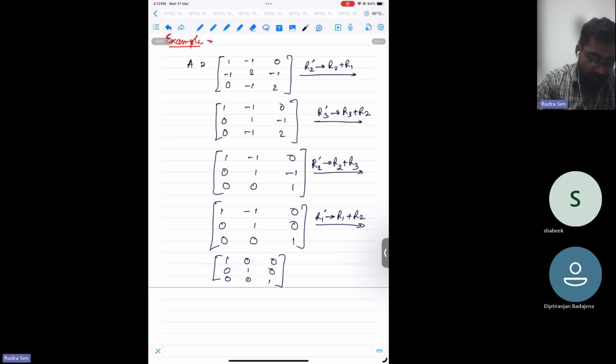So here this is the pivot element, this is the pivot element, this is the pivot element. So every column has a pivot element. So we know that there are three pivot elements. That means the number of independent columns is three. So definitely the rank of the matrix is three, right? So from here we get the concept of rank of a matrix.